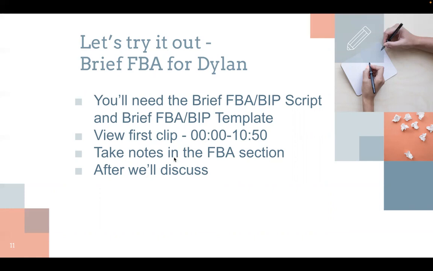I'd like you to view the first clip from the beginning to 10:50. As you're viewing the clip, I want you to take notes in the FBA section. So you might pause the video as you're watching it, look at the prompts for strengths, problem behavior, replacement behavior, and so on, and jot notes in the spots where you think they go best in the skeleton. And then when you're finished, you'll be able to watch a video where I discuss my thoughts, and you'll be able to compare my thoughts to yours.